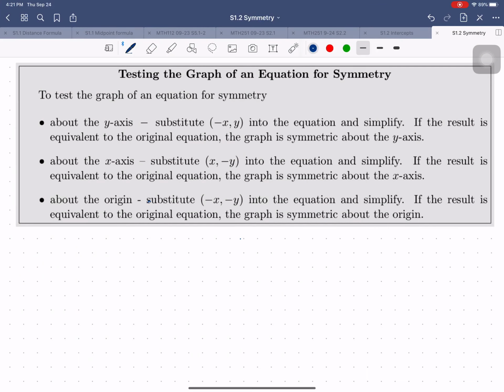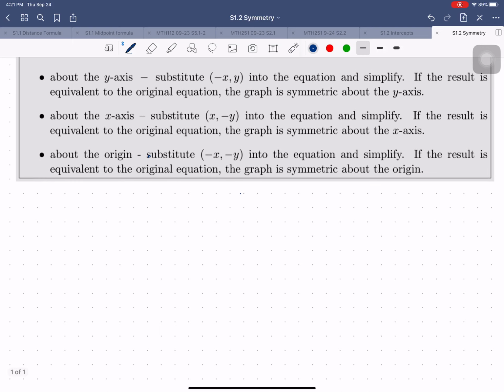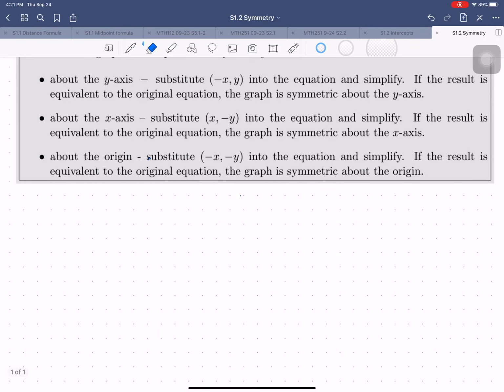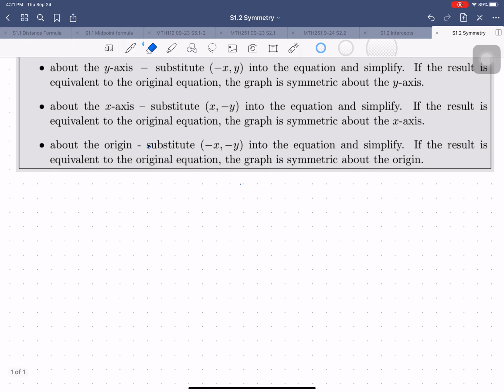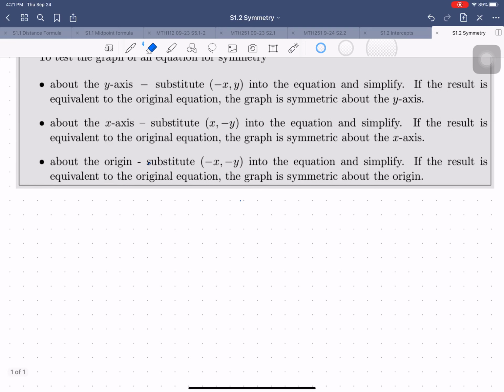Now, how do you test that? It's one thing to look for it visually, but how do you test it? Well, let's take these three relations and follow what this box says. So let's start with the relation y equals x squared. This says substitute negative x and y into the equation and simplify.